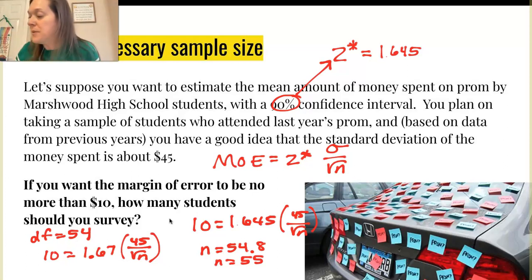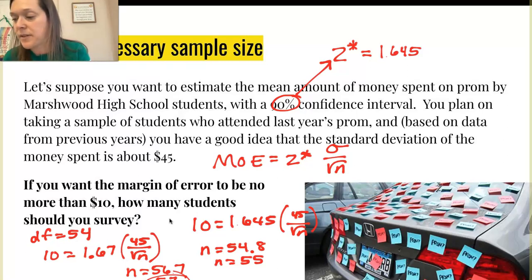So not too big of a difference. Here we get 56.7, so about 57 is what we should be sampling. Remember, the higher the better. If we just use the normal model, we would be doing 55, but if we were using the t model, we'd be doing 57. Is it that big of a difference? Probably not. Is it safer using the 57 over the 55? Yeah, I would say so.